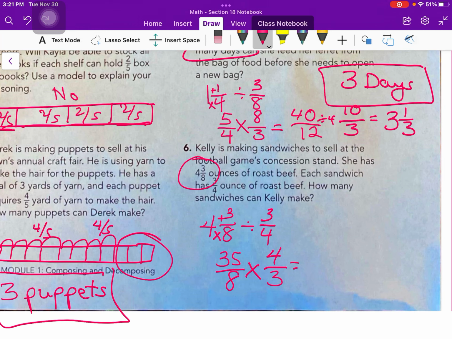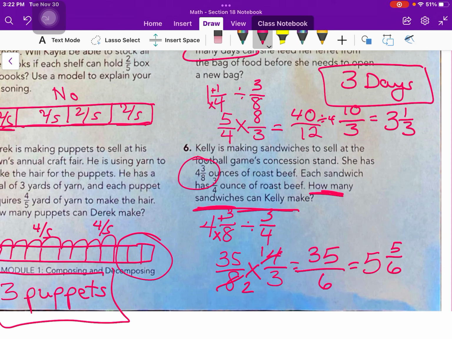And these are some pretty big numbers, so this time I think I want to try to simplify. I see 4 and 8 can be simplified. 4 goes into 4 once, 4 goes into 8 2 times. That makes it manageable. And I get 35/6. How many times does 6 go into 35? 5 times. That would give me 30. So it'd be 5, 6 left over. But what I really want to know is how many sandwiches can you make? Well, this is a partial sandwich, so that doesn't count. So Kelly can make 5 sandwiches.